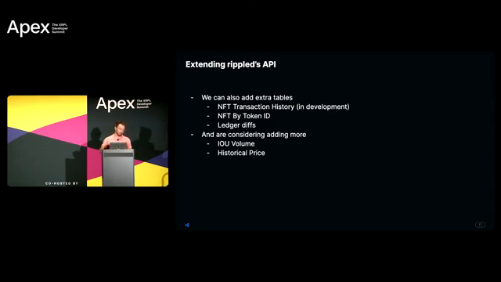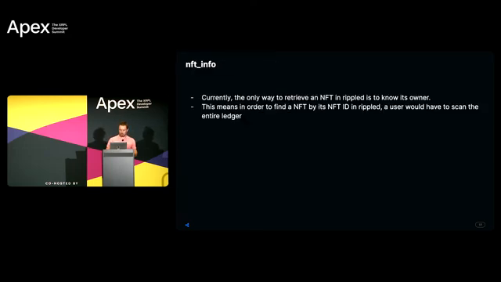So, and we're considering more things, right? Because you can just add whatever you want. It has to be designed carefully because we have to write the tables and write the queries, and you have to load all the data in. But something like IOU volume or historical price data is something we're considering adding as well. So NFT info, this is a good case study.